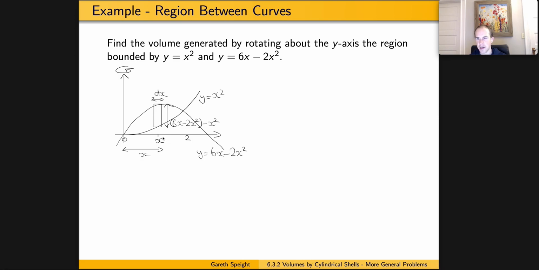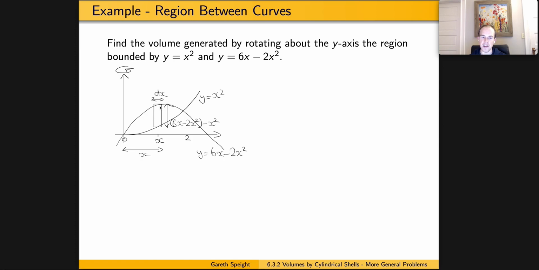The idea was to pick a point x on the x-axis, and then we draw the rectangle around x, which has thickness dx. Before, when we were looking at just the area bounded by one curve, we drew the rectangle between the curve and the axis. Now we're looking at the area between two curves, so the rectangle is bounded by the two curves. We have one curve on top, one curve below. The rectangle runs between the two curves, approximating the region. The bottom curve is x squared. The top curve is 6x minus 2x squared.